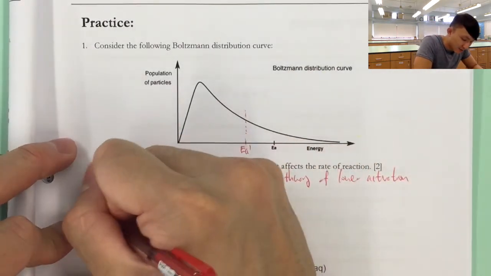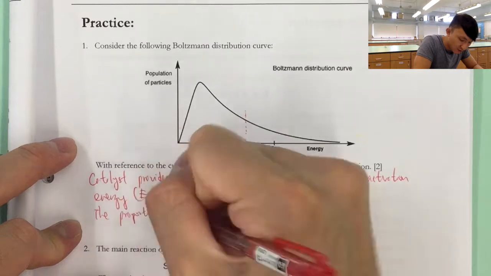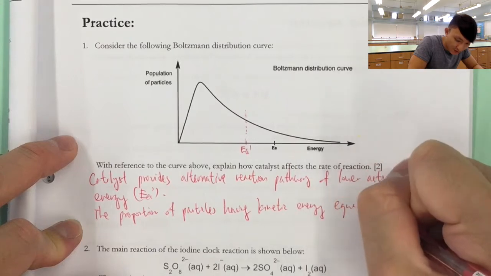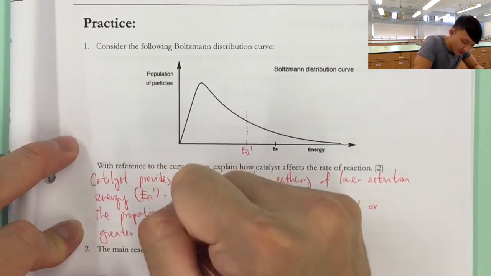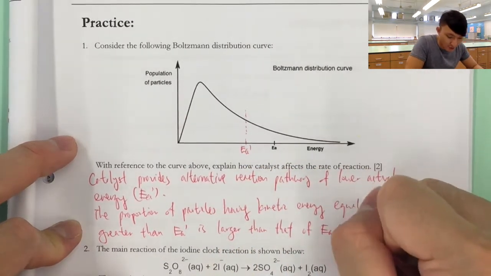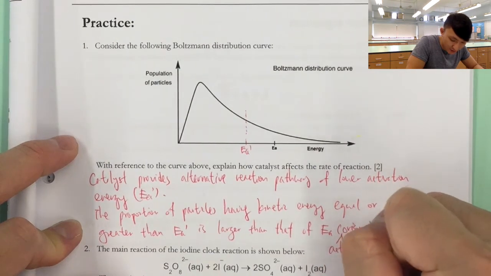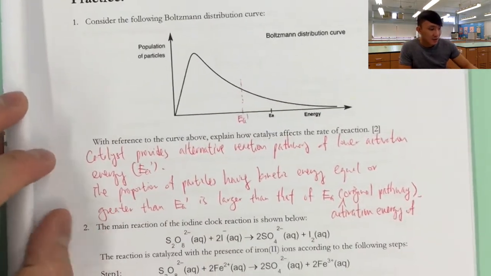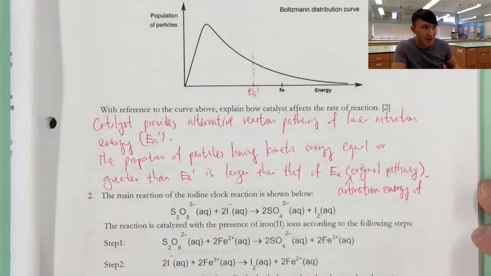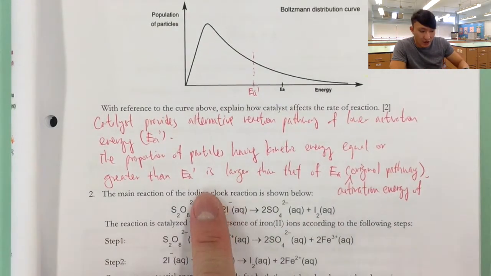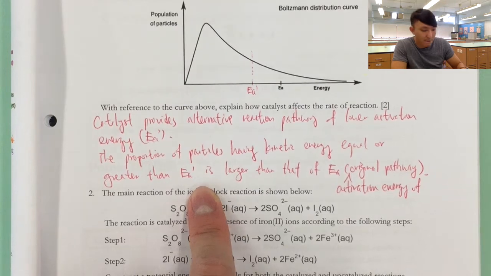So we say that the proportion of particles having kinetic energy equal to or greater than EA prime is larger than that of EA, the activation energy of the original pathway. So this is how we explain it. Again, we have to compare the proportion of particles having kinetic energy equal to or greater than the activation energy, but this time we are using the activation energy of the alternative pathway.